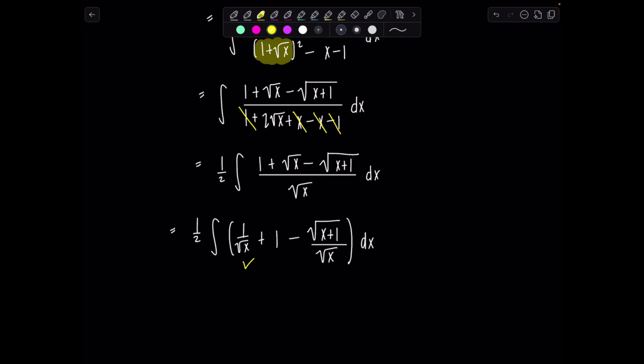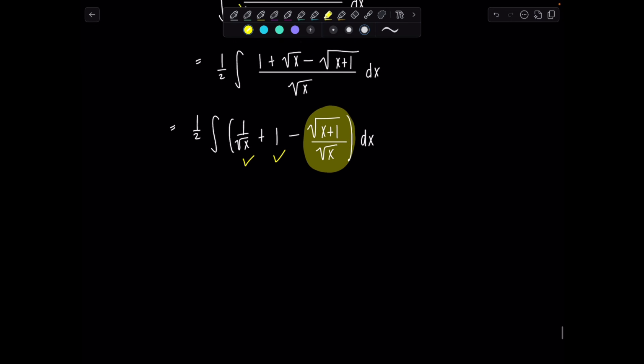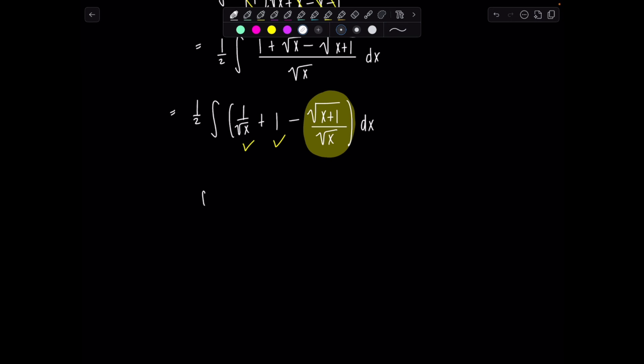We could integrate this, no problem. That's just x to the negative 1/2. This we can integrate in our sleep. What about rad x plus 1 over rad x? Okay, so let's just play with that on its own. So let's consider how to tackle the integral of the square root of x plus 1 over square root of x dx.